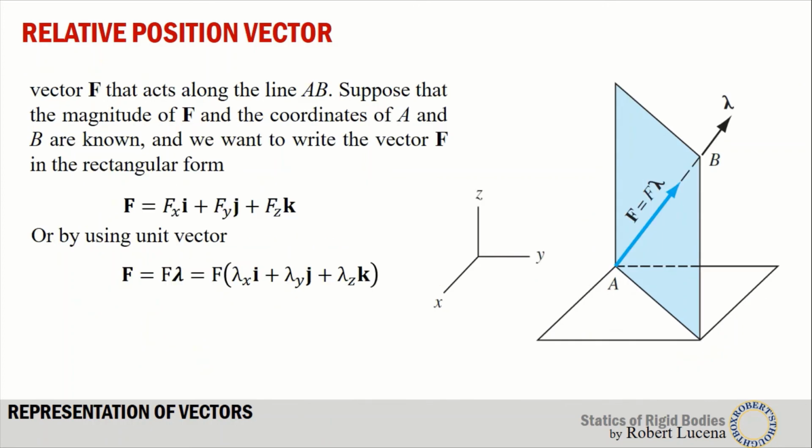Okay, so now let's try to recall that a vector F acts along AB. Now we can represent the vector in this manner. So F is equal to Fx i plus Fy j plus Fz k. Or by using the unit vector, we can rewrite vector F into this one, wherein we show the magnitude of F and the unit vector that describes the direction of vector F. And then expanding this unit vector, we have this one.